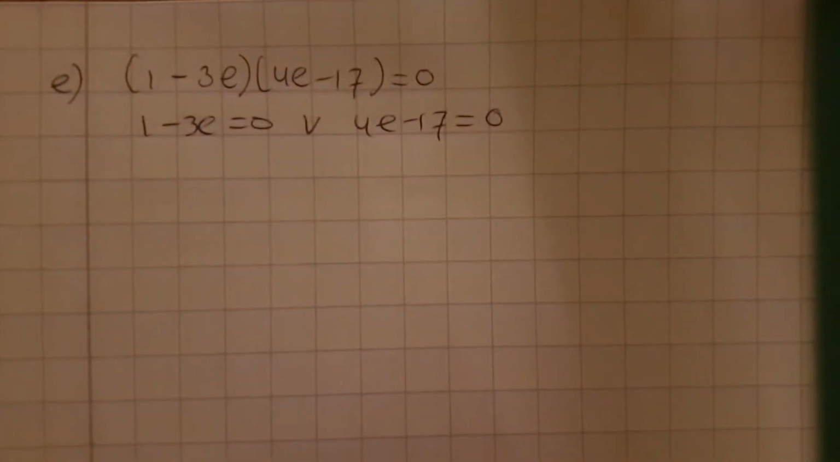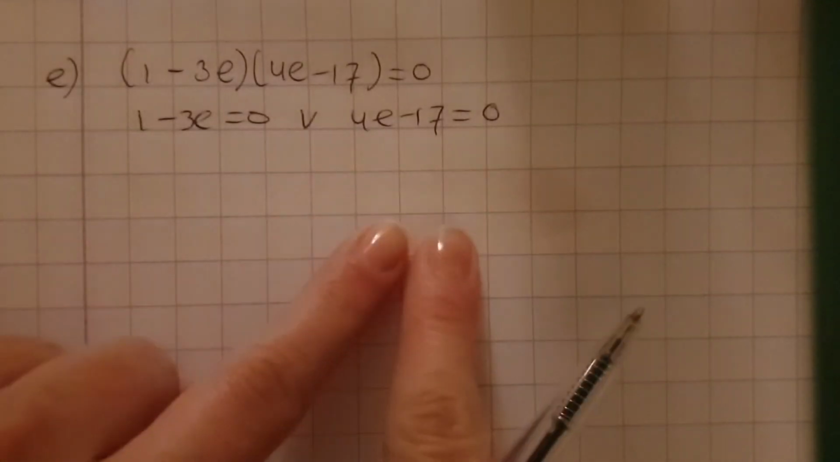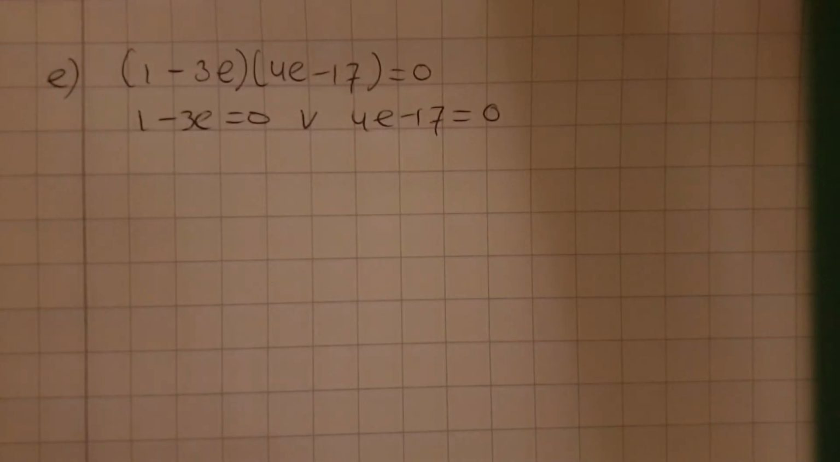So that is 1 minus 3e equals 0 or 4e minus 17 equals 0. Then I have a mini balance method here and a mini balance method here. First I'm going to do this one. Minus 1 on both sides.